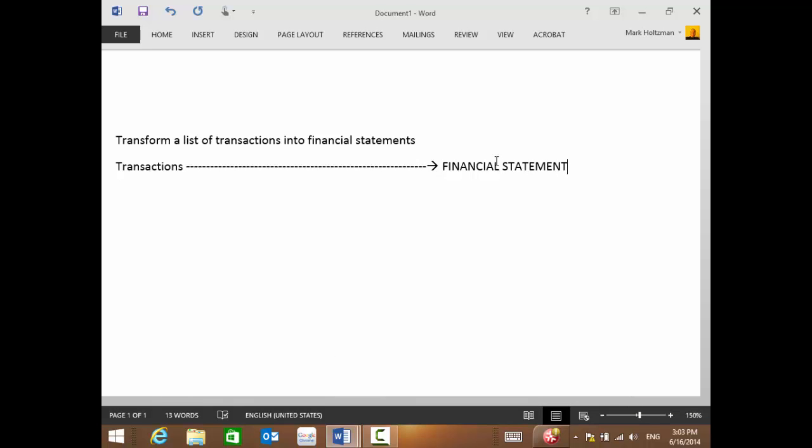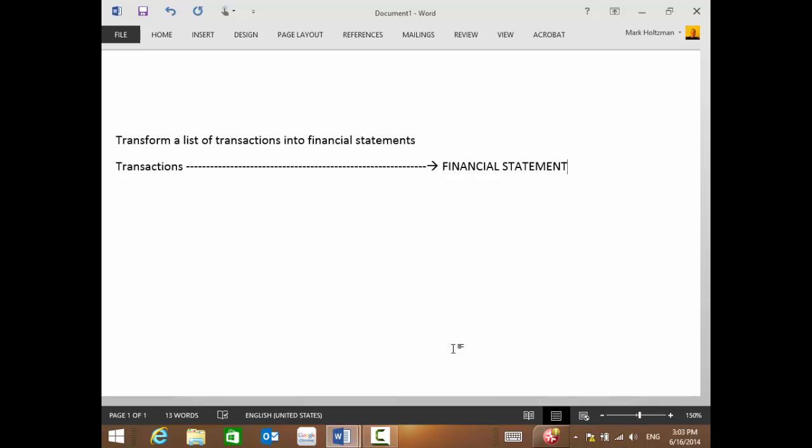So for example, we'll have a list of transactions. We want to know what total cash is. We want to know what payables is, what is revenue, what is expenses, what the statement of stockholders' equity looks like, even what a cash flow statement looks like. And that's the information that we need. So the information that we'll start off with are the transactions themselves.